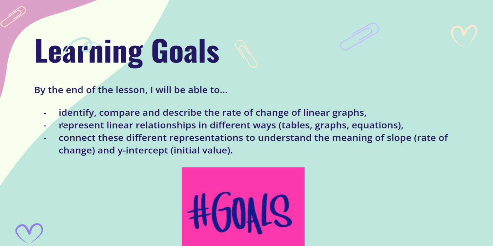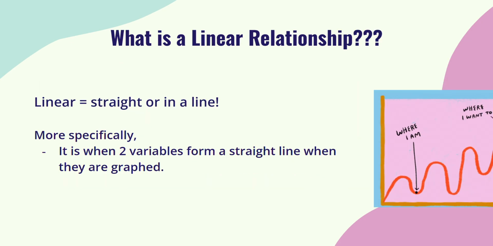By the end of this lesson, we will be able to identify, compare, and describe the rate of change of linear graphs. We'll be able to represent linear relationships in different ways, such as tables, graphs, equations. We're going to look at one other way too today. And finally, we are going to be able to connect different representations of linear relationships to understand the meaning of slope, which is just the rate of change, and the y-intercept, which is the initial value. We are going to skip our success criteria and we will go over that at the end.